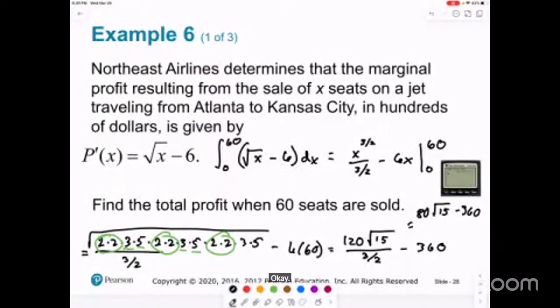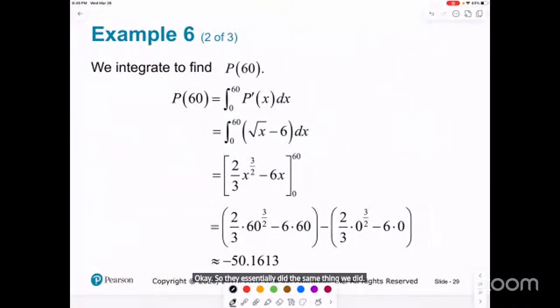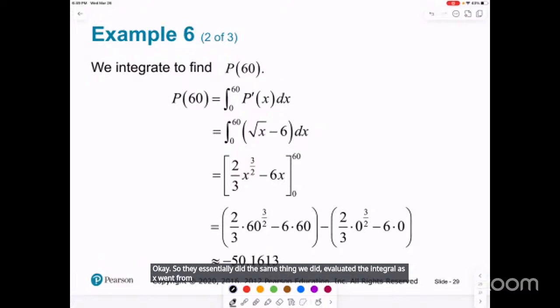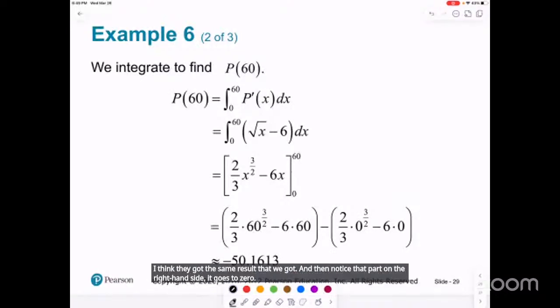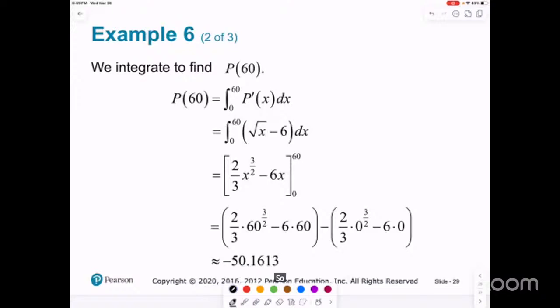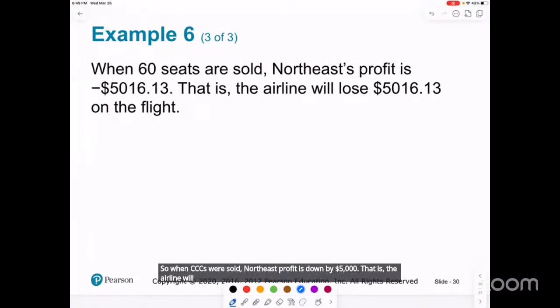Okay. So they essentially did the same thing we did, evaluated the integral as x went from 0 to 60 of the function that was given. I think they got the same result that we got. And then notice that part on the right-hand side, it goes to 0. So all of this collapses to 0. So then it was just a matter of simplifying this expression on the left, and we got the same result. And then we had to interpret it. So when 60 seats were sold, Northeast profit is down by $5,000. That is, the airline will lose this much on that flight.